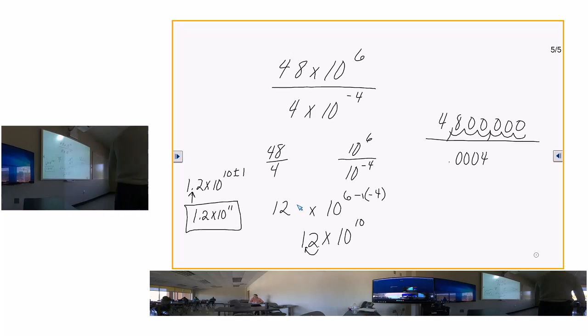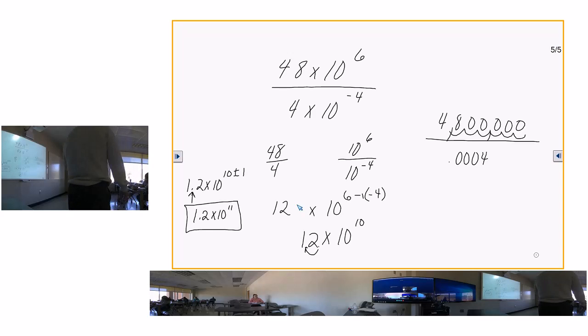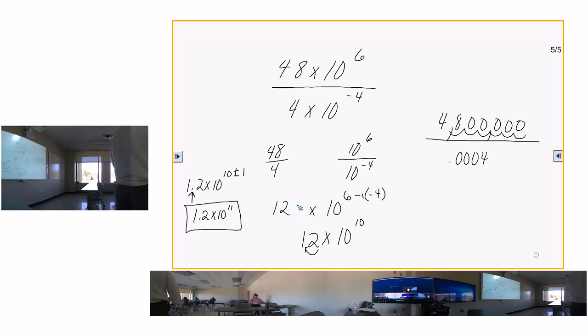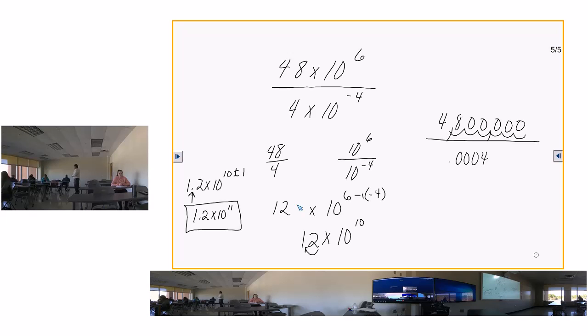Now, if it was 4 million, it would be easy to do because you just have to take out. Did somebody just walk out? Oh, I'm sorry. I thought she left. If it was 4,800,000 over 4,000, would it be easy to do? Yes. You would just cancel the zeros and divide whatever you need to divide. Okay? So that's how you do scientific notation.